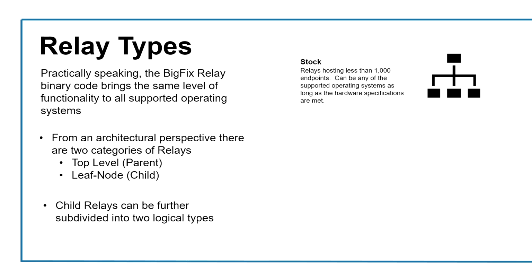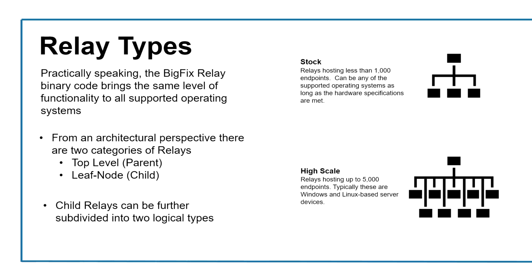Stock, which are typically used to manage up to 1,000 endpoints and can be installed on any of the supported operating systems. And high-scale relays. These can host up to 5,000 endpoints, but are generally limited to an install base of Windows Server and Linux on server class hardware.